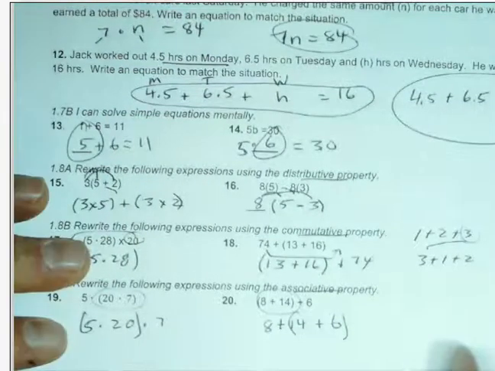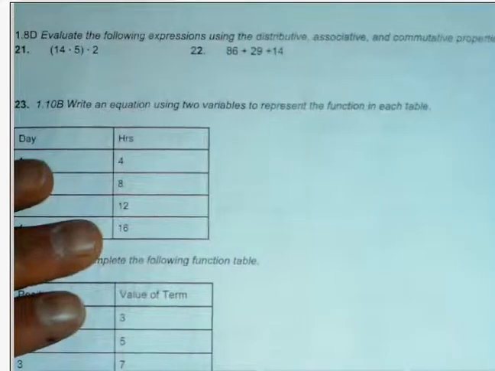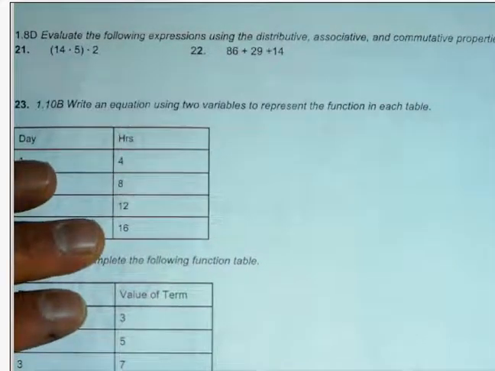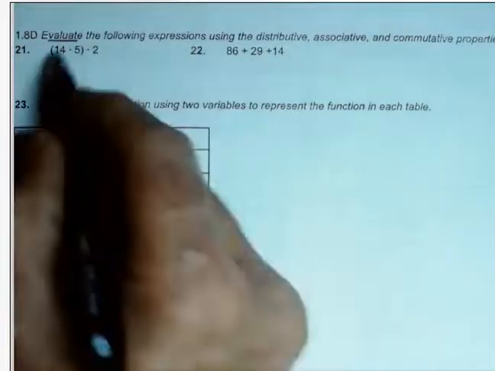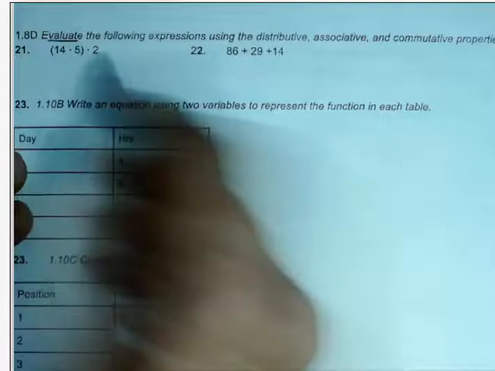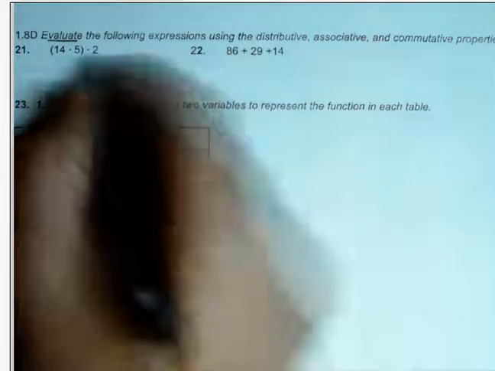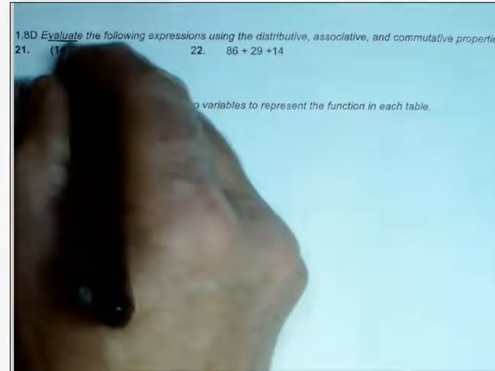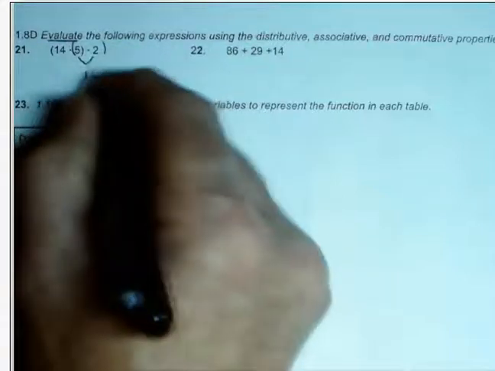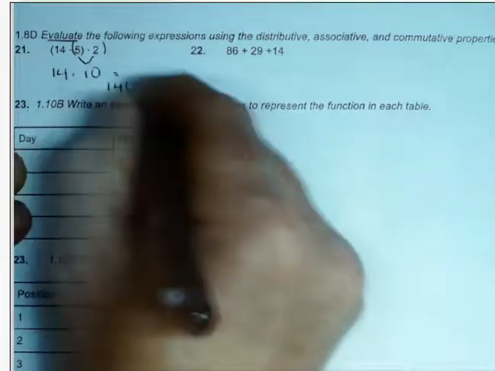All right. Let's keep rolling here. We have to evaluate some things. Now, I know that if I gave you a calculator, you could solve these problems. And that's all I'm asking you to do. Evaluate simply means solve. You could put in 14 times 5 times 2 into the calculator, and it would work. And you would get the answer. I'm just going to do this first, because then I don't need a calculator. I can do that. I can group this way. 5 times 2 is 10. 14 times 10 equals 140.